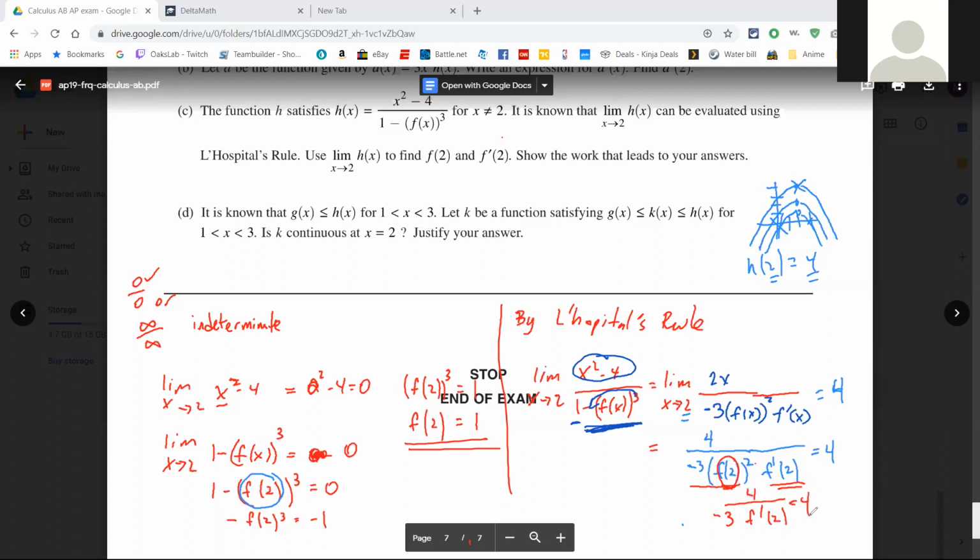Use your algebra skills. What would you do now? We can take all of this right here and multiply it all to the right side to get 4 equals -12 f prime of 2. And it's only one step left. Divide by -12. And we have f prime of 2 is -1/3. The two things they're looking for from the question.